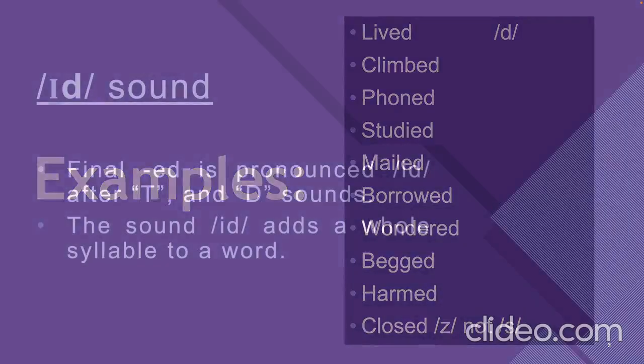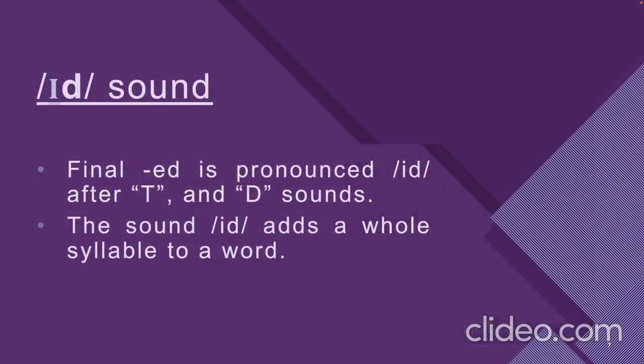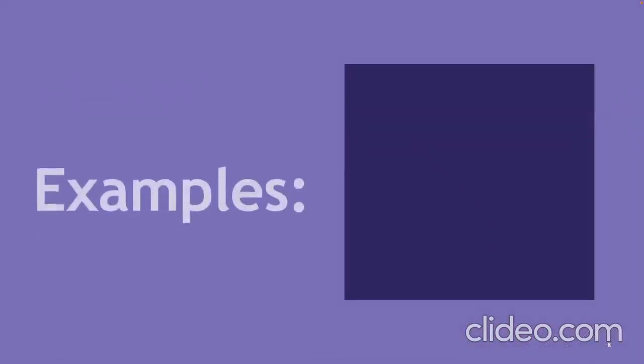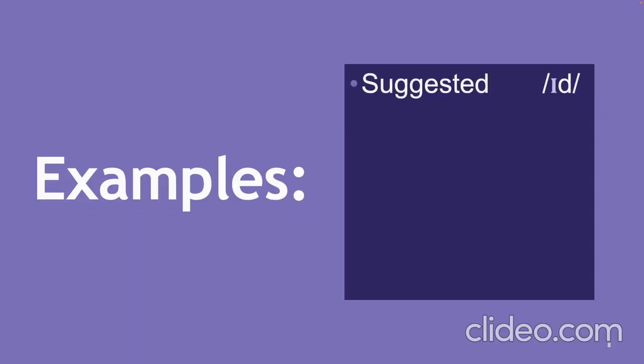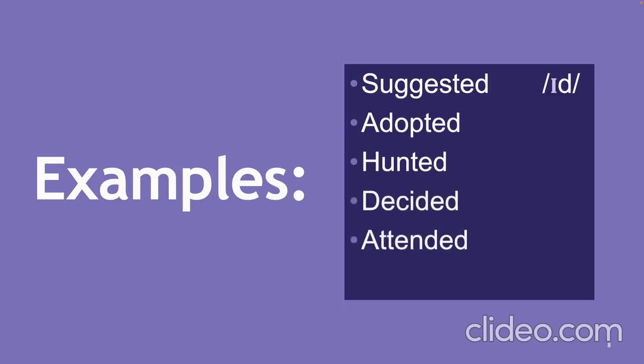What about the id sound? Final ed is pronounced id after T and D sounds. The sound id adds a whole syllable to a word. So let's take a look at some examples, please. Suggested, adopted, hunted, decided, attended, and minded. Obviously, there are so many.